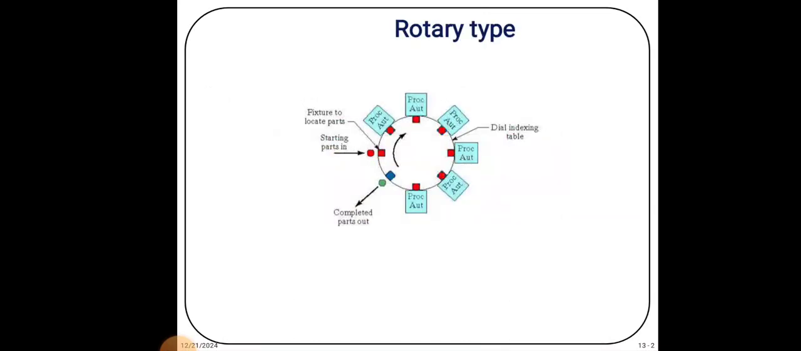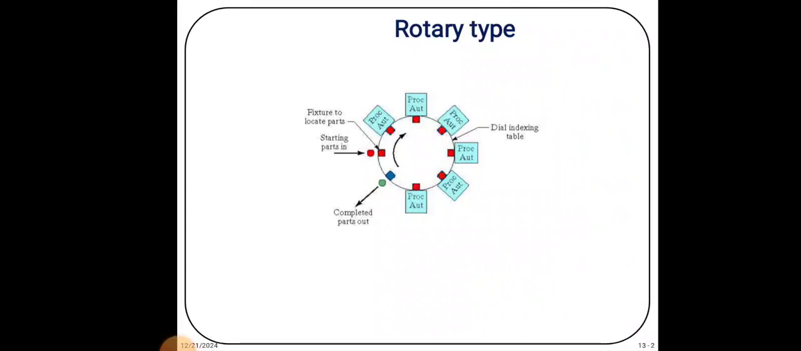The figure shows the rotary type. Here, rotary production lines involve a circular or rotary arrangement of workstations. Products or components are moved around a central rotating platform or table, with each workstation positioned around the circle to perform specific tasks as the product passes by each and every workstation.